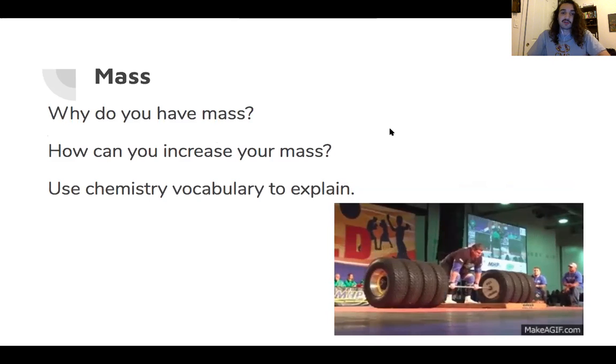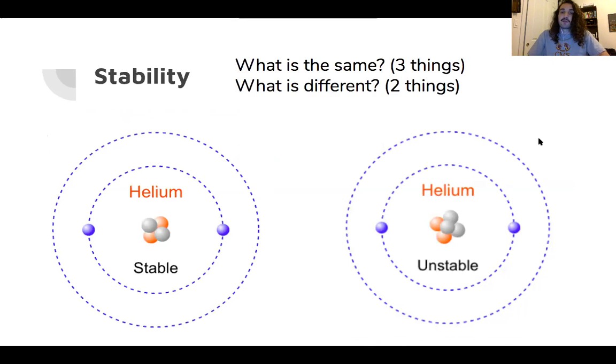Easy explanation here. Okay, take a second to look at these 2 images. Image on the left, image on the right. Pause. What is the same? What is different? 3 things that are the same, 2 things that are different. Pause. The 3 things that are the same: the name, helium, the number of protons, 1, 2, 1, 2, and the number of electrons, 1, 2, 1, 2. What is different? The number of neutrons, 1, 2 neutrons over here, 1, 2, 3 neutrons over here. Another thing that's different, this one is labeled as stable, this one is labeled as unstable.